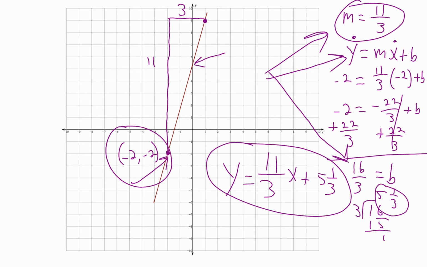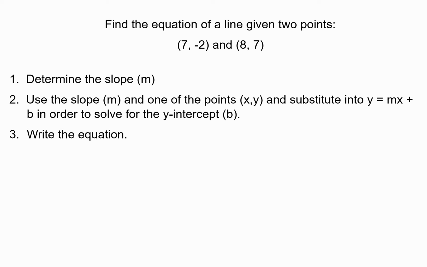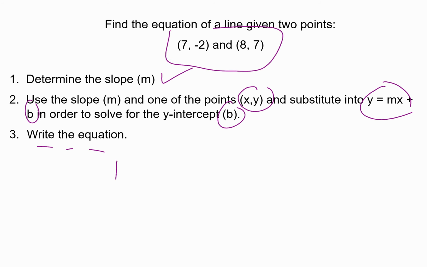I know that got kind of messy. Let me try another one with you. One more. Suppose you're just given 2 points. You don't have a graph, you just have 2 points. Here are the 3 steps we're going to talk about in class today. Figure out the slope, use the slope with one of the points, plug into y = mx + b to solve for b, and then you can write the equation. So here are your 2 points right here. Start by determining the slope.